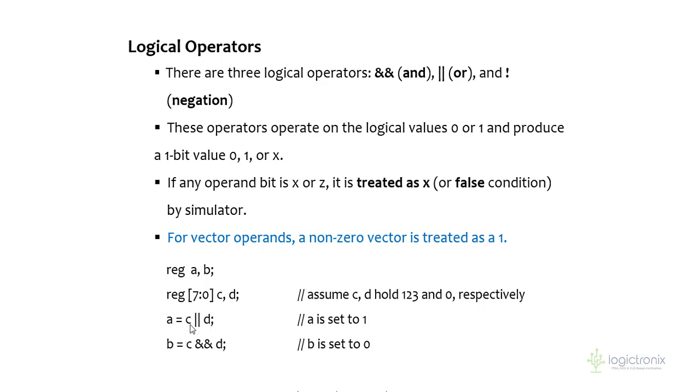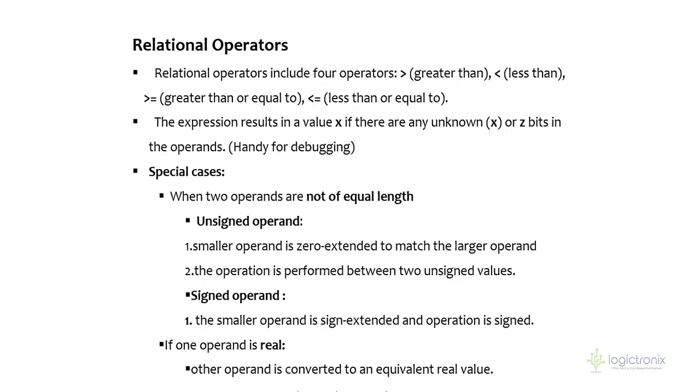So we can see A will get the value of C logical OR D. If the logical OR of C or D is true, then it will get the value 1. And the logical AND operation generates logical results. Mainly this type of operator is utilized for comparing in if else conditions.